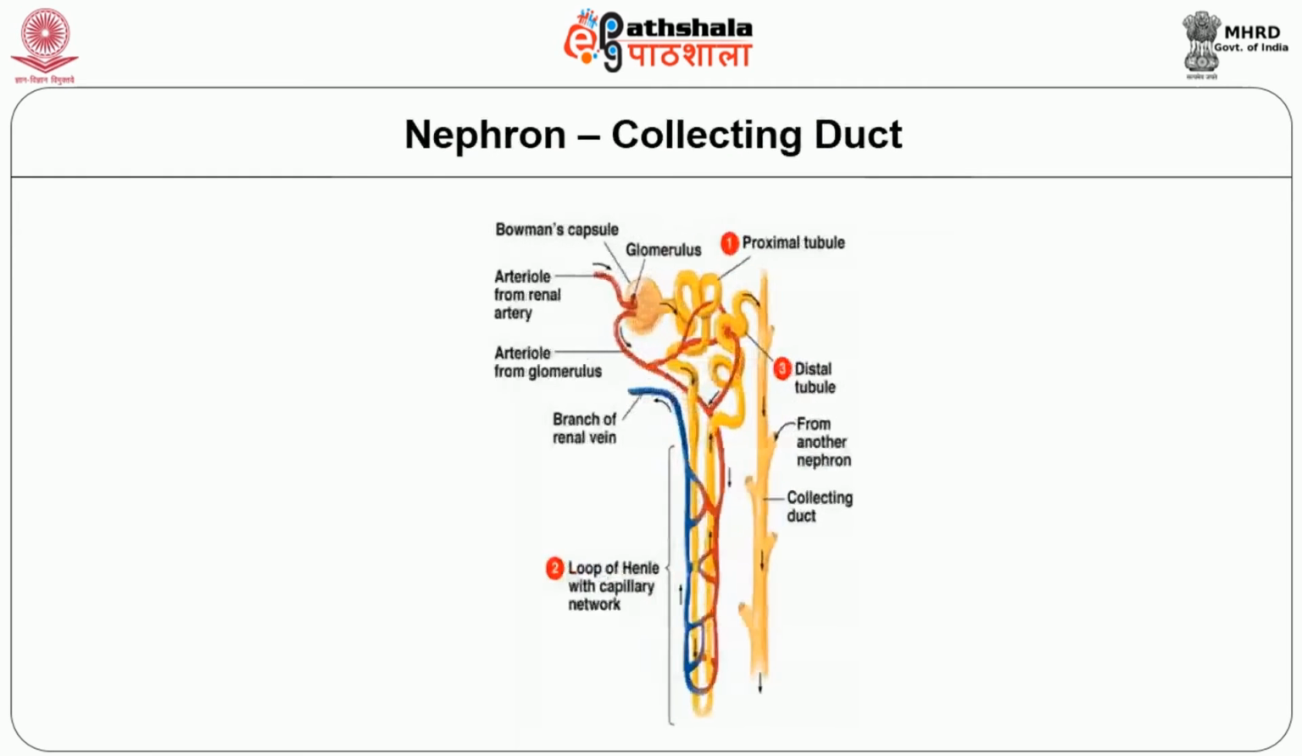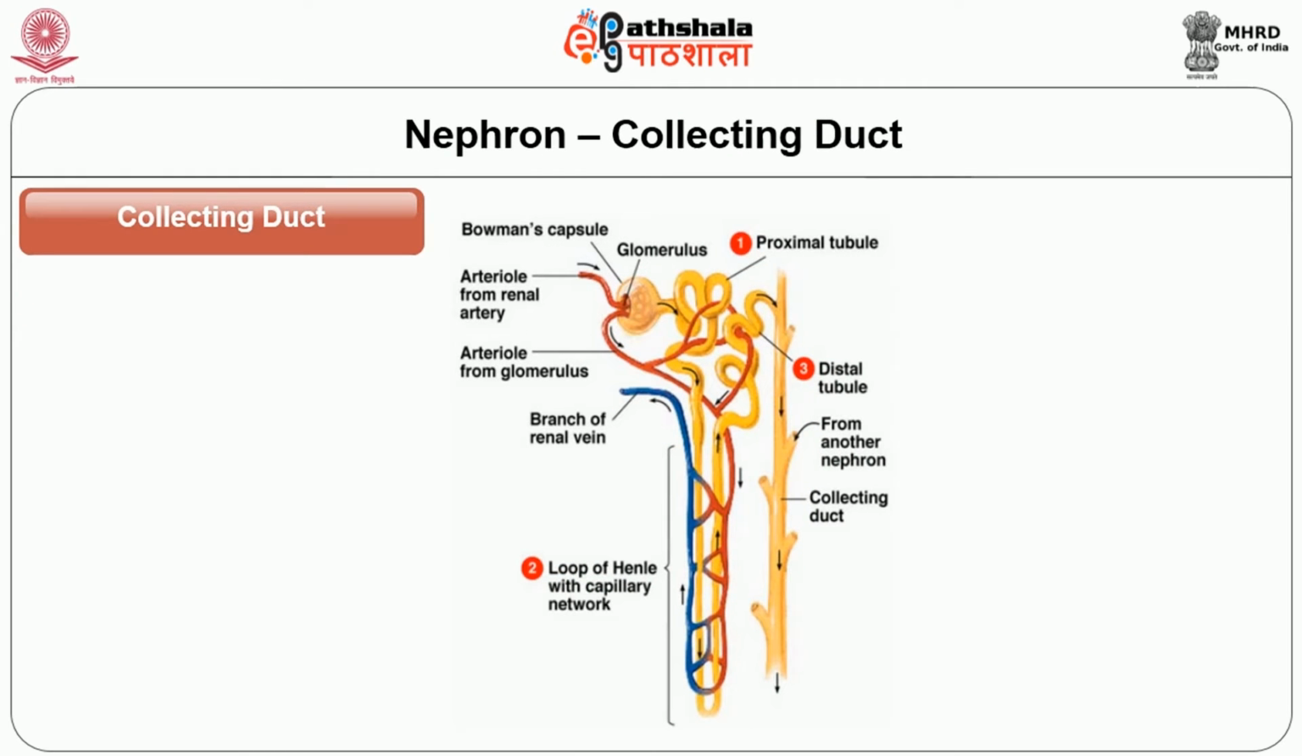The final portion is the collecting duct. The distal convoluted tubule continues as the initial or arched collecting duct, which is found in the cortex. The lower part of the duct lies in the medulla. 7 to 10 initial collecting ducts unite to form the straight collecting duct, which passes through the medulla. The duct is made up of two types of epithelial cells, principal P cells and intercalated I cells.